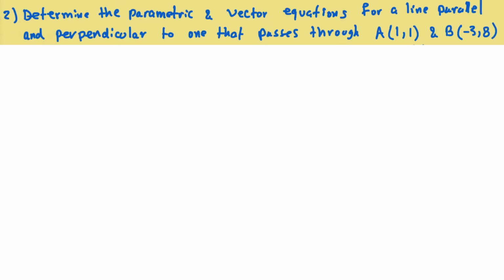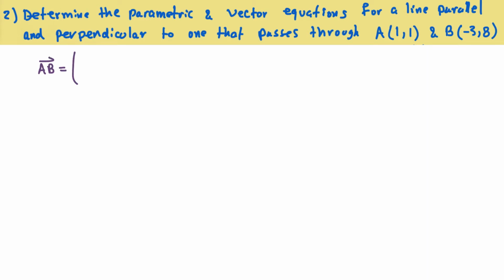The next question is asking us to determine the parametric and vector equations for a line that is parallel and perpendicular to one that passes through points 1, 1 and -3, 8. To come up with an equation of the line, we need a point. In this case, we have 2, so we're good there, and we need the direction vector. For the direction vector, we can either use vector AB or BA. It doesn't actually matter. So let's find vector AB, which is going to be our direction vector.